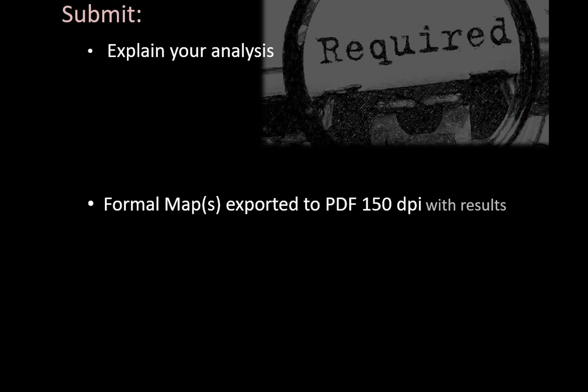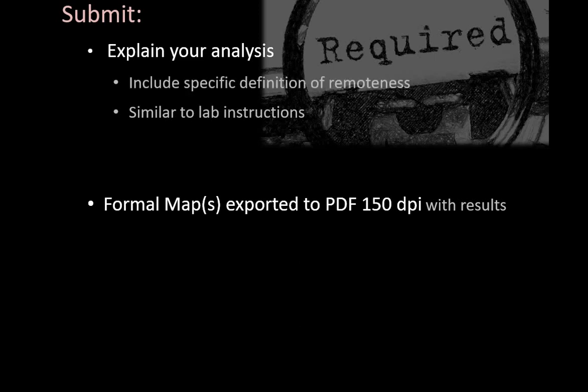So you're going to submit two things, an explanation of your analysis and a formal map. You can produce more than one map if you want, that's fine. So in explaining your analysis, this is similar to lab instructions, so there's going to be some combination of steps and pictures, but the most important thing, I want you right at the beginning to lay out your specific definition, whether it's remoteness or whatever analysis you're setting out to do. We want to know right up front, at the top, first lines, what was the goal of your analysis.